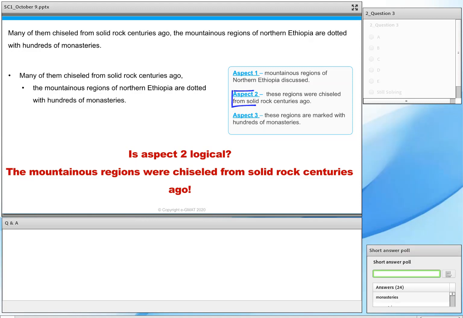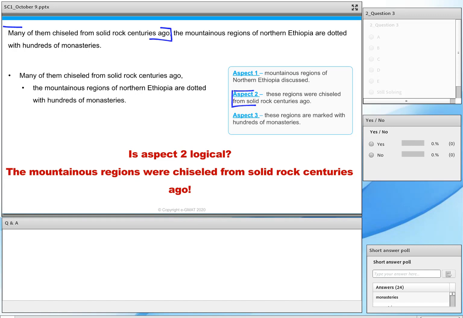Now, I have another question for you over here. Okay, think about it and then reply. What I'm going to do is take away this part of the sentence, which is my first part of the sentence, from the beginning and put it after monasteries. Will my sentence become correct? If I lift that modifier from the beginning of the sentence and then just place it after monasteries, will my sentence become correct? Think about it.